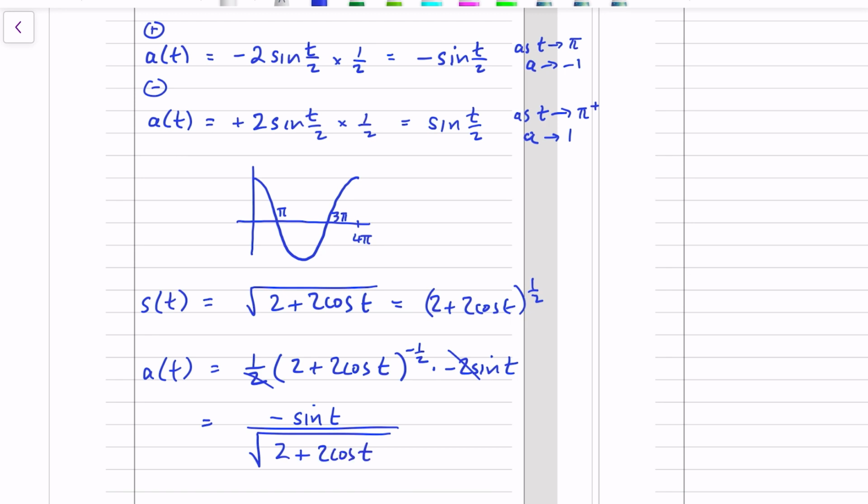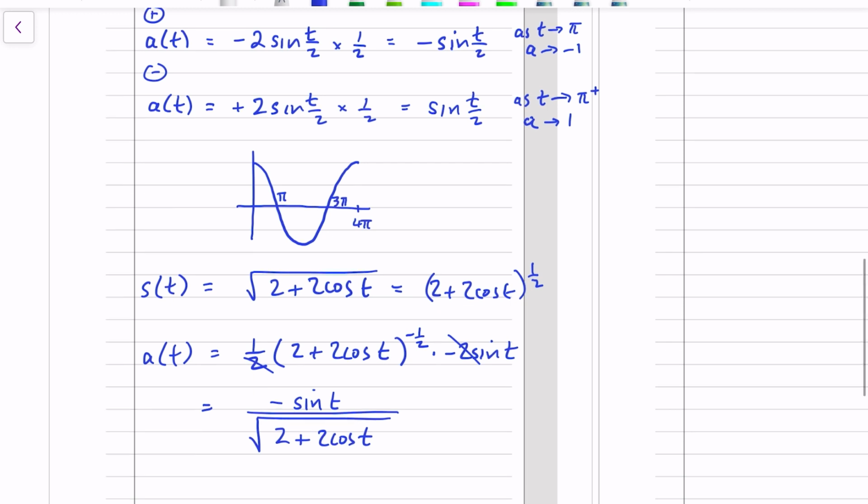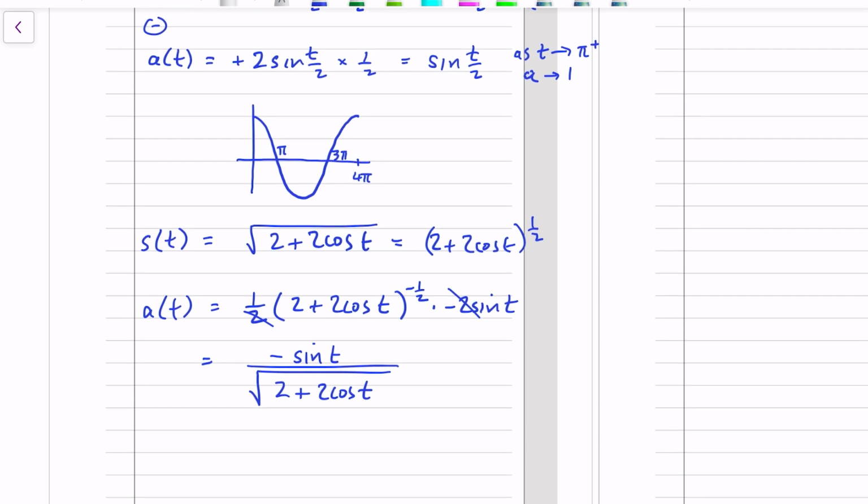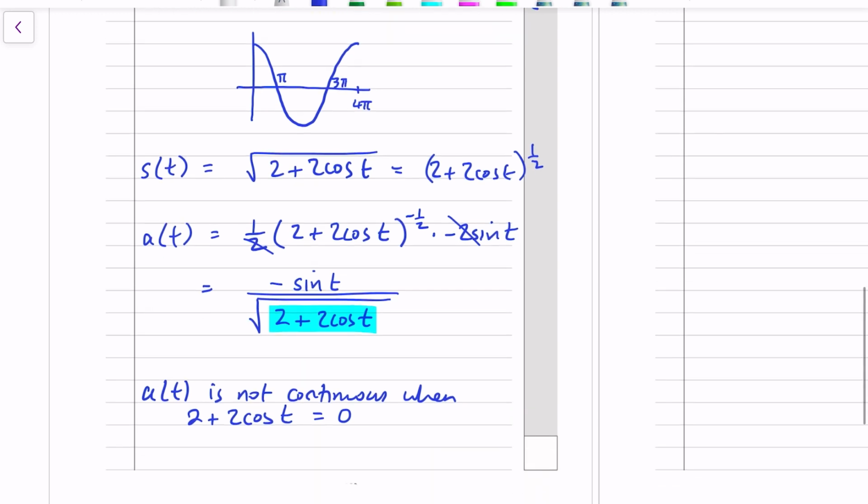And it's enough to say that this is discontinuous when the function is undefined. And that's when the denominator equals 0. So if we consider values of t where this expression here equals 0, a is not continuous when 2 plus 2 cosine t equals 0. Rearranging that equation, cosine t is equal to negative 1.